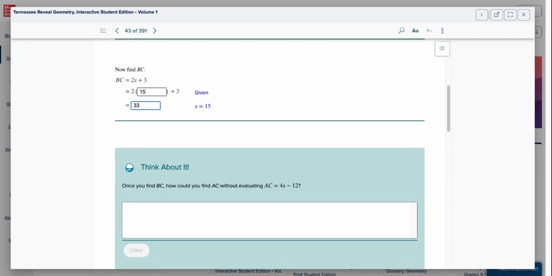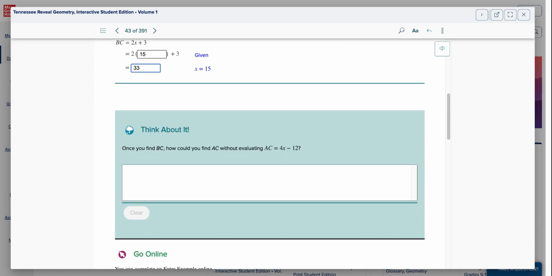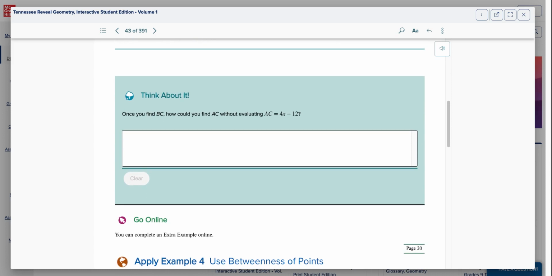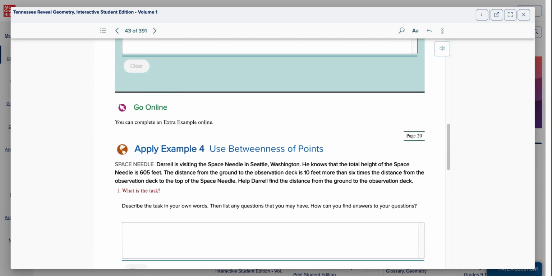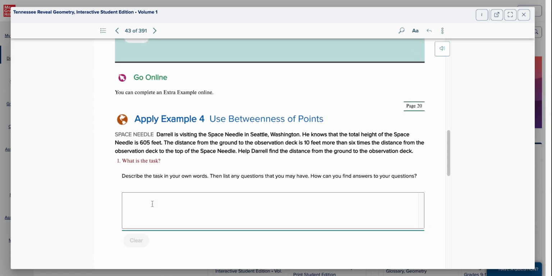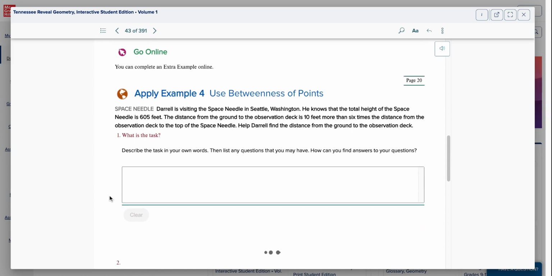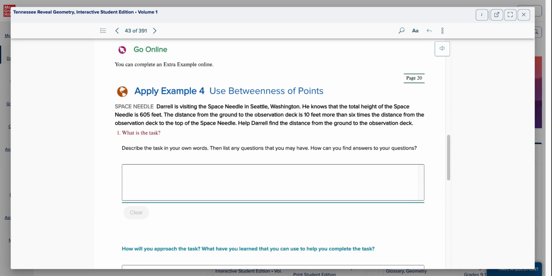All right. What we got here? Think about it. All right, so it looks like that's one of our things that's online. You know, another example, go online, get you an extra example. Or ask your teacher. What we got here? Apply example 4. Use betweenness of points.